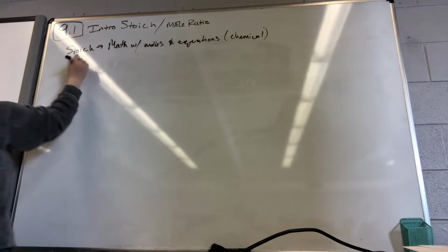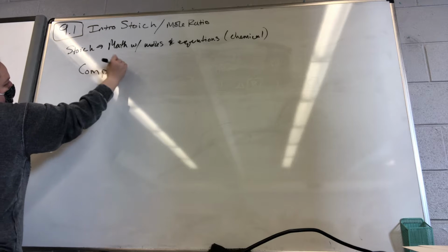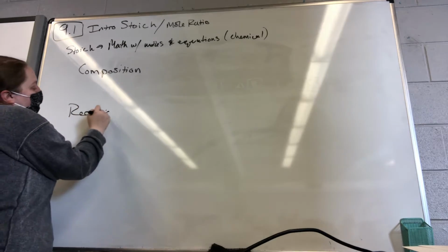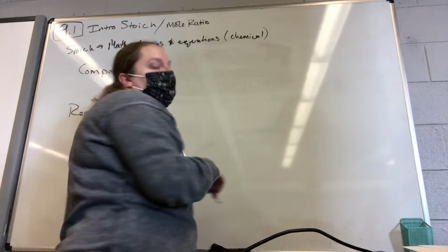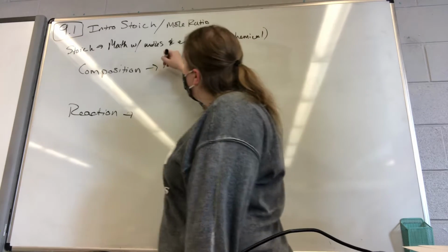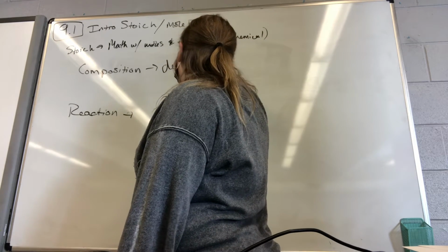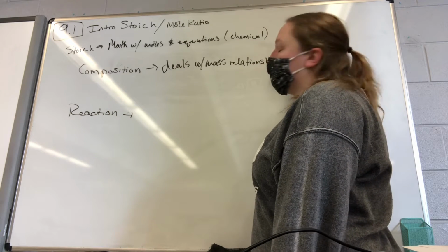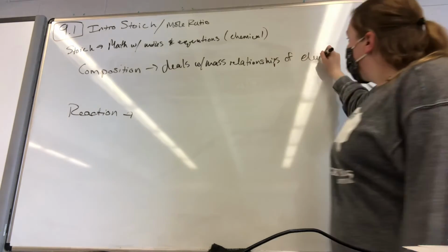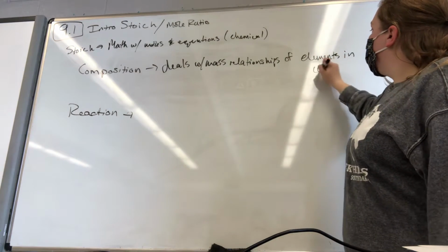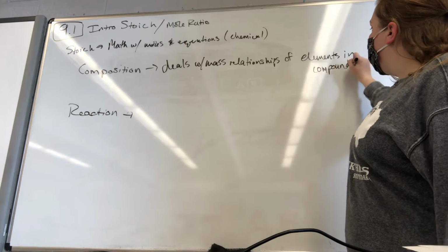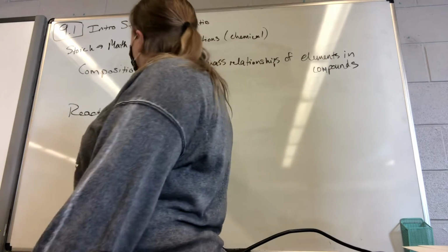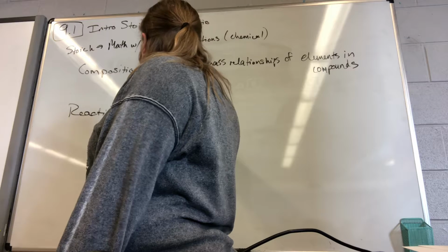There are two types: composition stoichiometry and reaction stoichiometry. The first is going to deal with mass relationships, specifically of elements and compounds. We've done a little bit of composition stoichiometry up till now. Reaction stoichiometry is going to involve mass relationships.